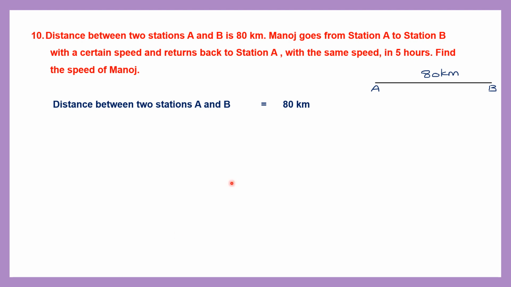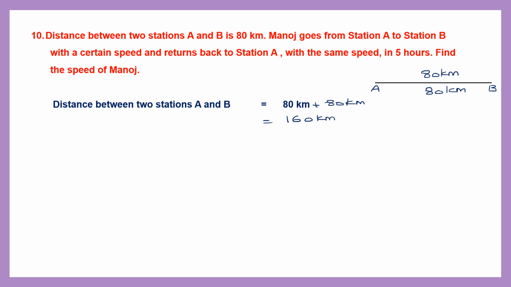Okay. Now what does it say? It says that Manoj goes from station A to station B. So from here he goes to station B and returns back. It says returns back to station A. He comes back to station A with the same speed. So he has gone from A to B and back from B to A. That means 80 kilometers plus 80 kilometers. He's returning back, isn't it? So now the distance becomes 80 plus 80 kilometers, which is 160 kilometers.